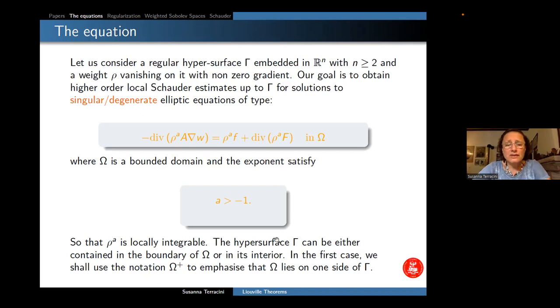Now we will consider actually two cases. In the first, the hypersurface is contained in the boundary of the open set omega, or it is contained in its interior. In the first case, we shall use the notation omega plus to emphasize the fact that the domain of the functions lies only on one side of the surface gamma. While when gamma is in the interior of omega, please think of a modulus of rho being present around the weight rho, which should change sign if sufficiently smooth, and then we will always take its absolute value. Please take note of the presence of this exponent, which will be one of our parameters.